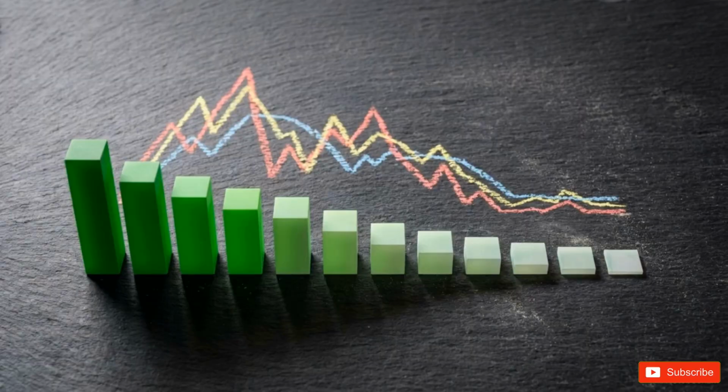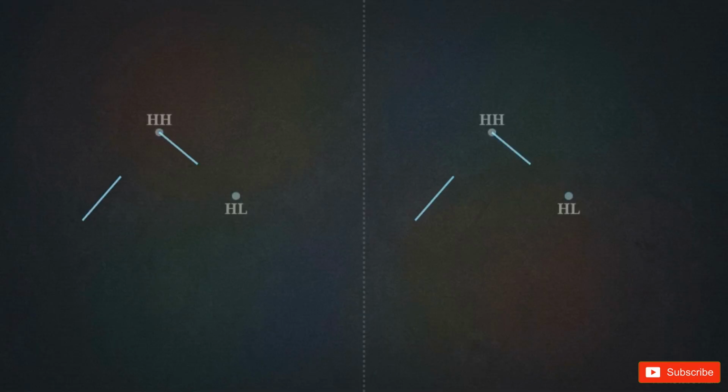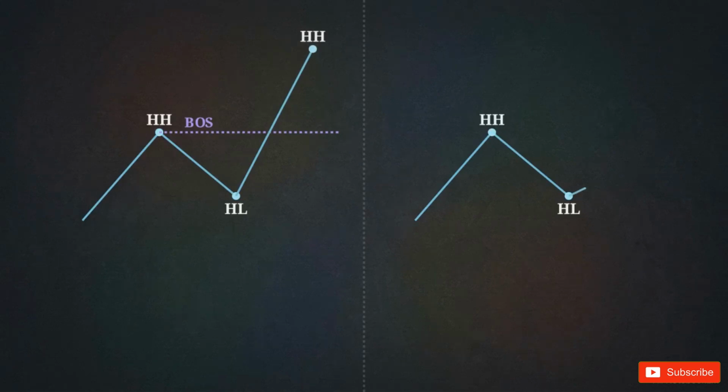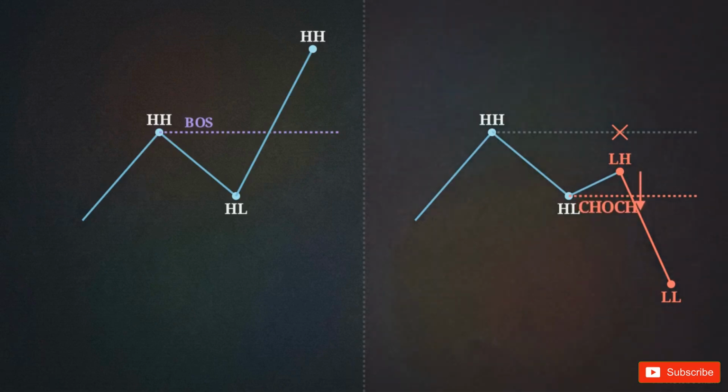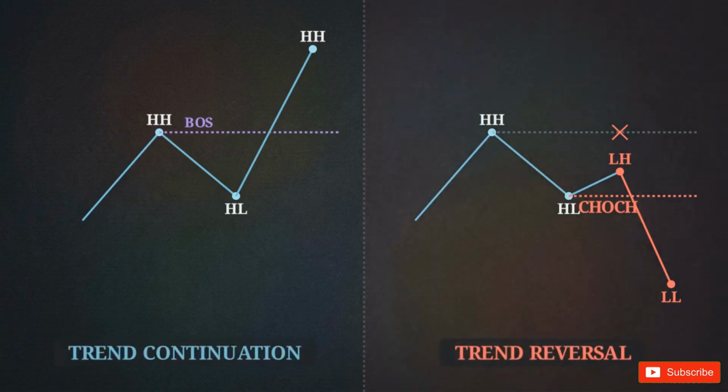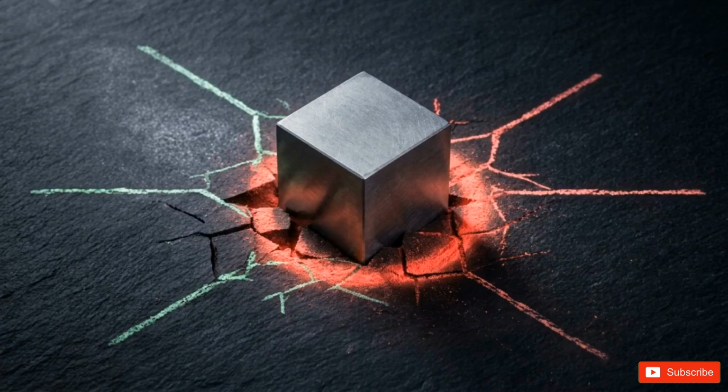However, trends eventually fail. The market provides specific signatures that warn when a trend is losing its momentum. On the left, the trend continues. On the right, price fails to make a new higher high, dropping to break the previous higher low. This structural violation is a change of character. Here, institutions unwind positions, shifting momentum from bullish to bearish. A confirmed change of character signifies that the trend-following bias is no longer valid. It is the signal to prepare for a reversal.